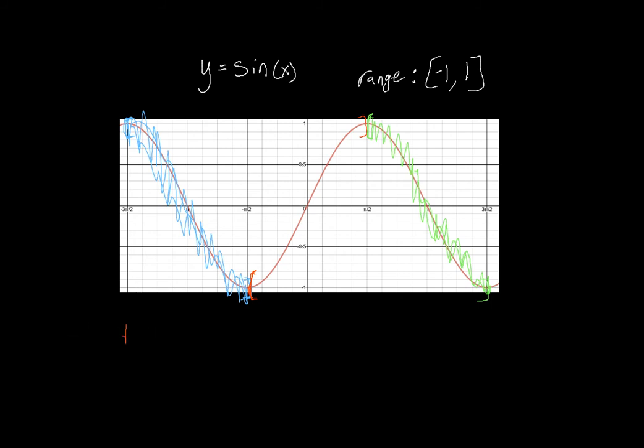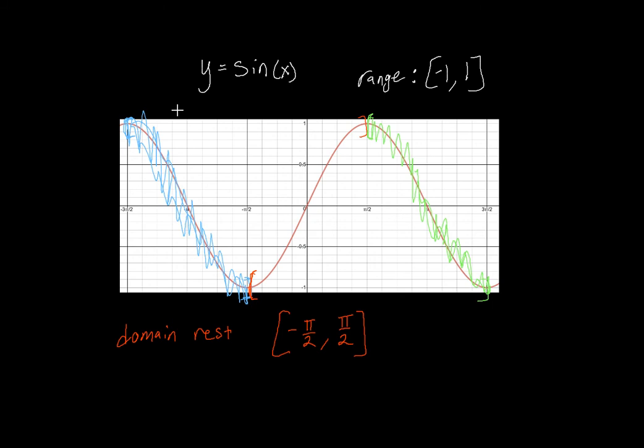So our domain restriction for sine of x is going to be, now let's write it in this notation, negative pi over 2 all the way to pi over 2. So that's the domain restriction we apply in order to get an invertible sine function.